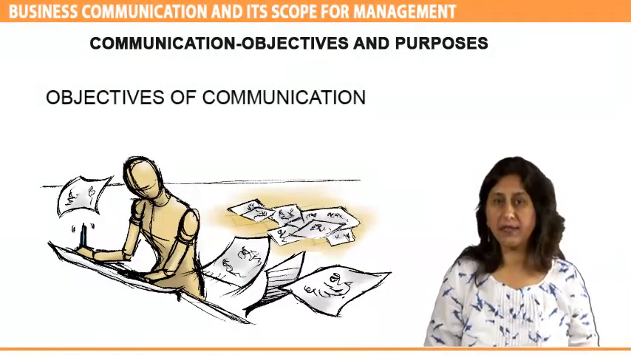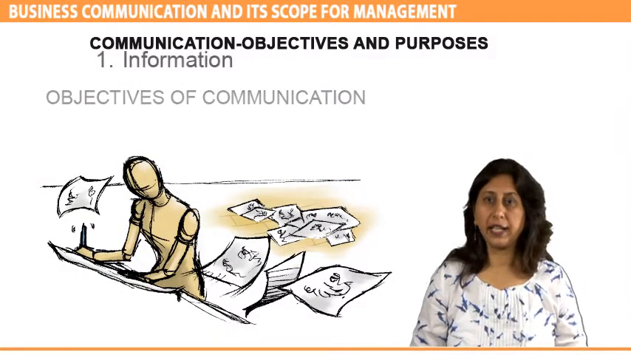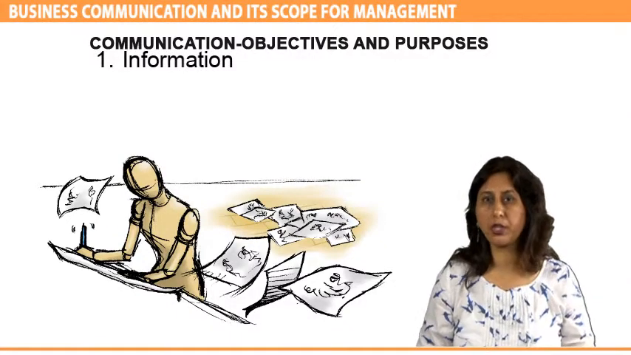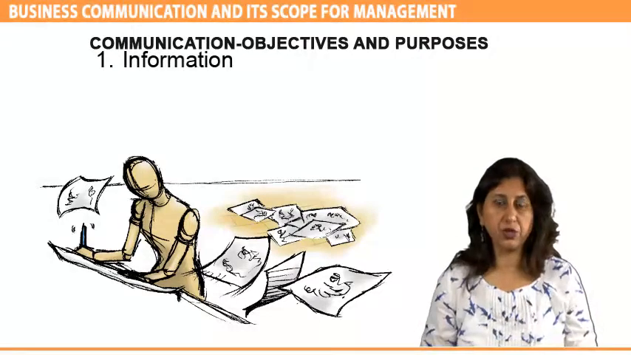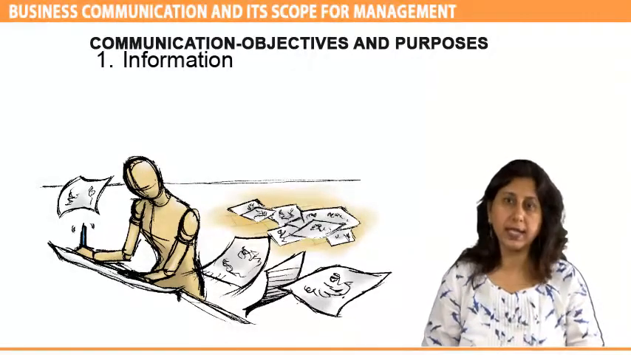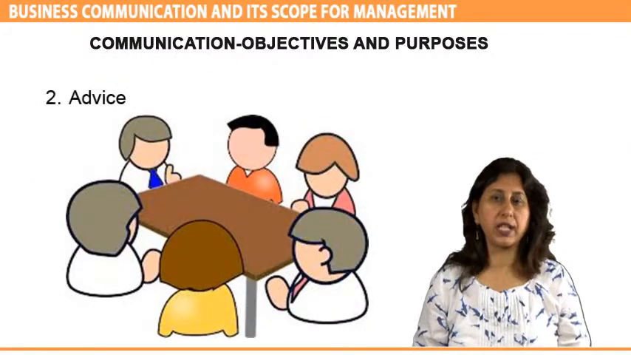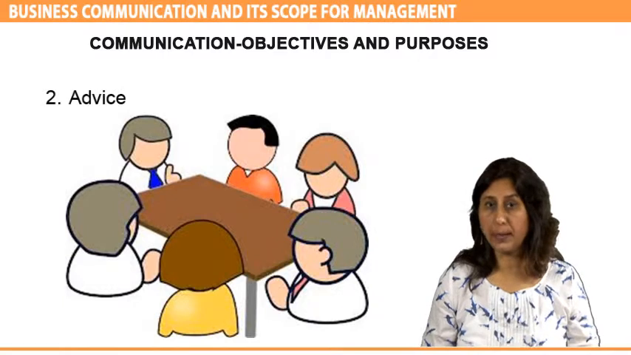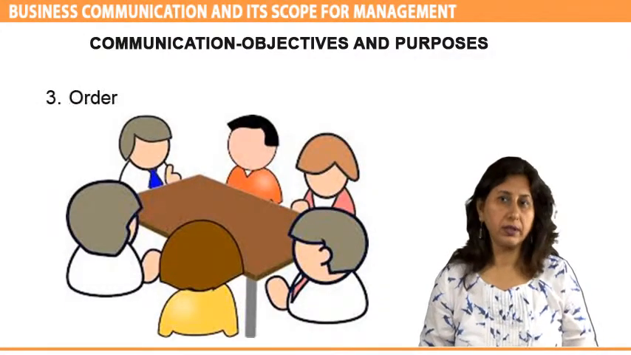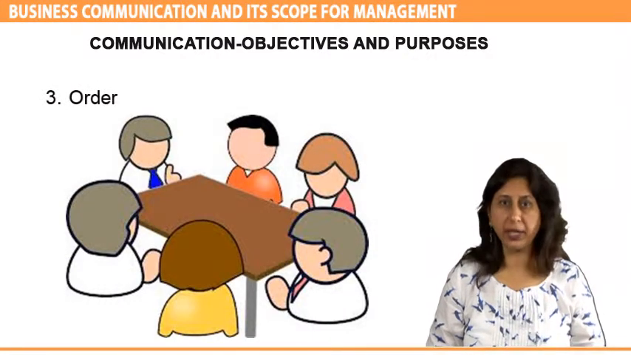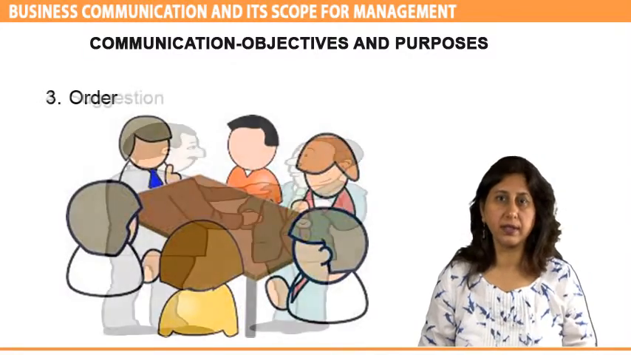Communication, objectives and purposes. Various objectives of communication are information. One of the most important objectives of communication is passing or receiving information about a particular fact or circumstance. Advise. Advise is an important objective of communication as it involves personal opinions and is likely to be subjective. Order. Order is an authoritative communication. The downward flow of information is dominated by orders.